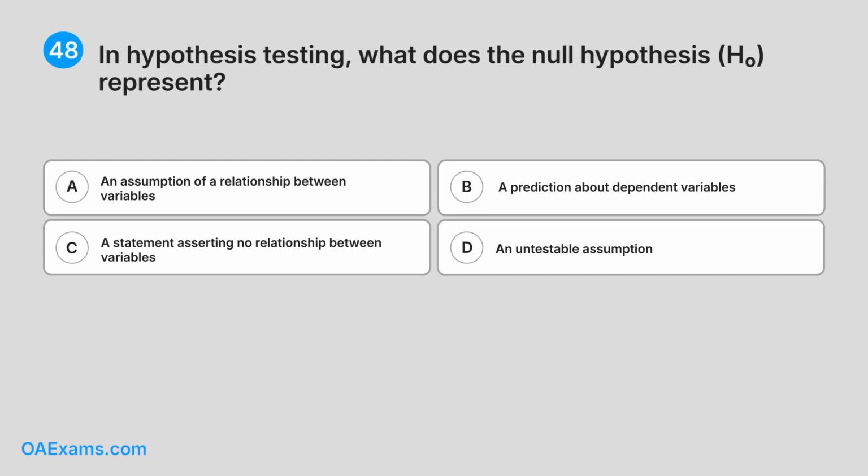48. In hypothesis testing, what does the null hypothesis, H0, represent? A. An assumption of a relationship between variables. B. A prediction about dependent variables. C. A statement asserting no relationship between variables. D. An untestable assumption. Do you know the answer?